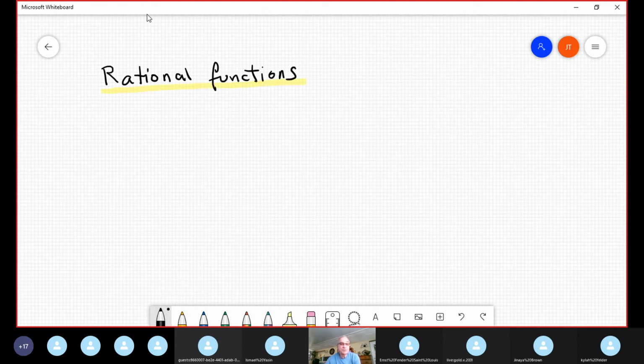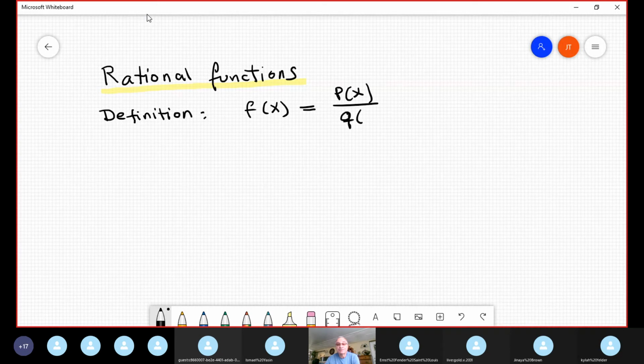Okay, definition first. A rational function by definition is the division of two polynomials. So f of x is equal to p of x divided by q of x, and p of x and q of x both are polynomial functions.